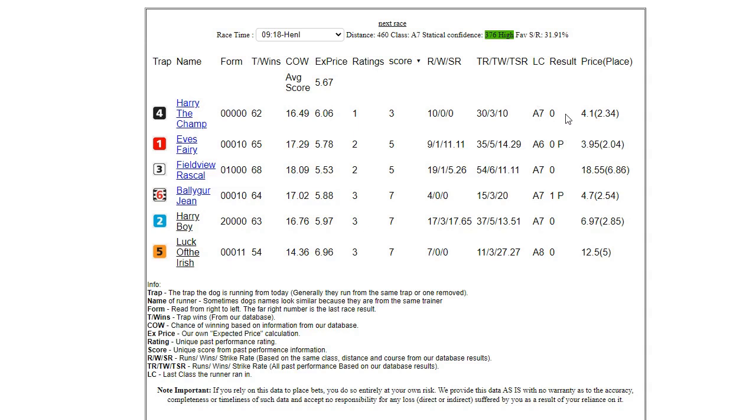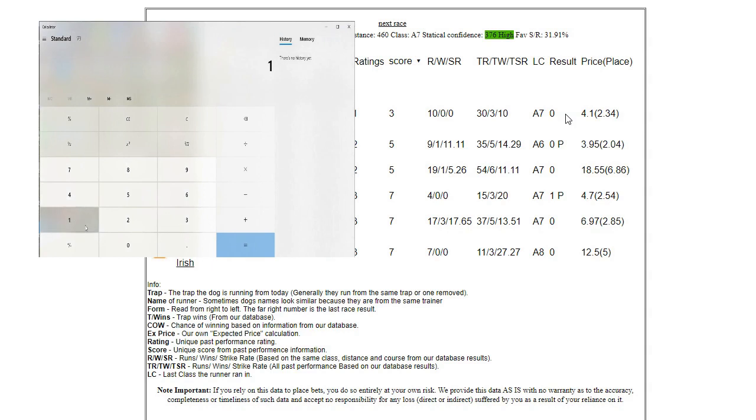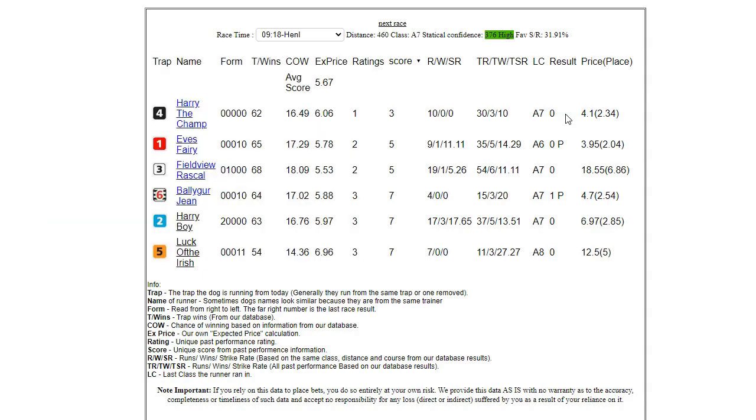So if you take this one here, if we were to put £10 on it and divide it by 3.1, that means we'd be putting £3.22 on this race. So we'd have won £3 on that first race. Now, first of all, we'll just go through the criteria.